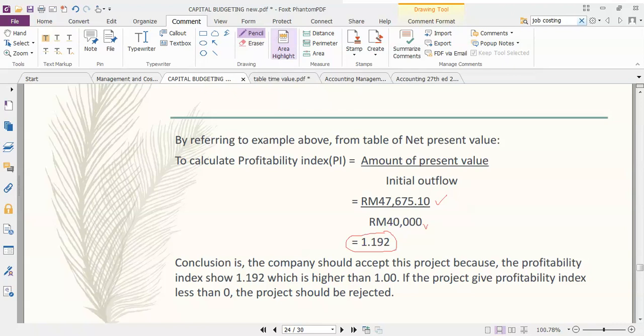So that conclusion is the company should accept this project because the profitability index show 1.192, which is higher than 1. If the project gives profitability index less than 1, the project should be rejected. Okay? So senang kata, kalau kita nak calculate profitability index, kita tengok based on the question dekat dalam soalan net present value. Okay? Dapat dia punya net present value tu, bahagi je lah. Bahagi je dengan initial outlay dia, initial cash flow dia. Dapatlah. Okay? Profitability index dia.